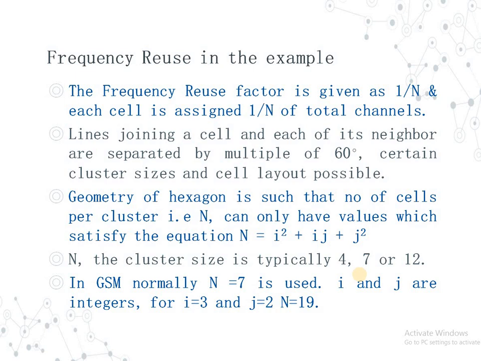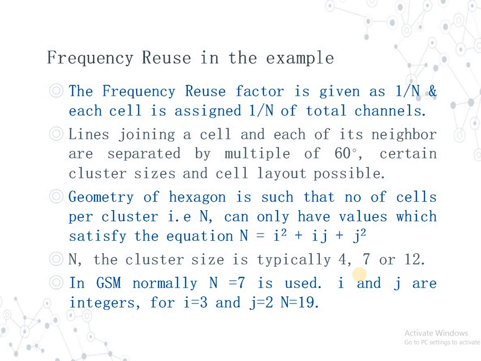So how can we see frequency reuse in an example? Say the frequency reuse factor is given as 1 by n, and here each cell is assigned 1 by n of the total channels. The lines joining a cell and each of its neighbors are separated by a multiple of 60 degrees, and certain cluster sizes and cell layouts are possible.